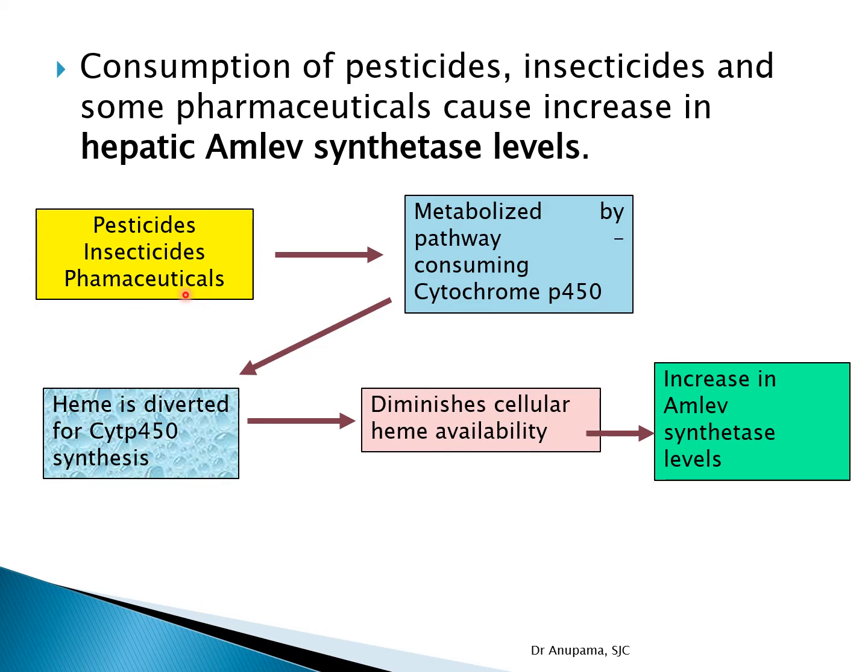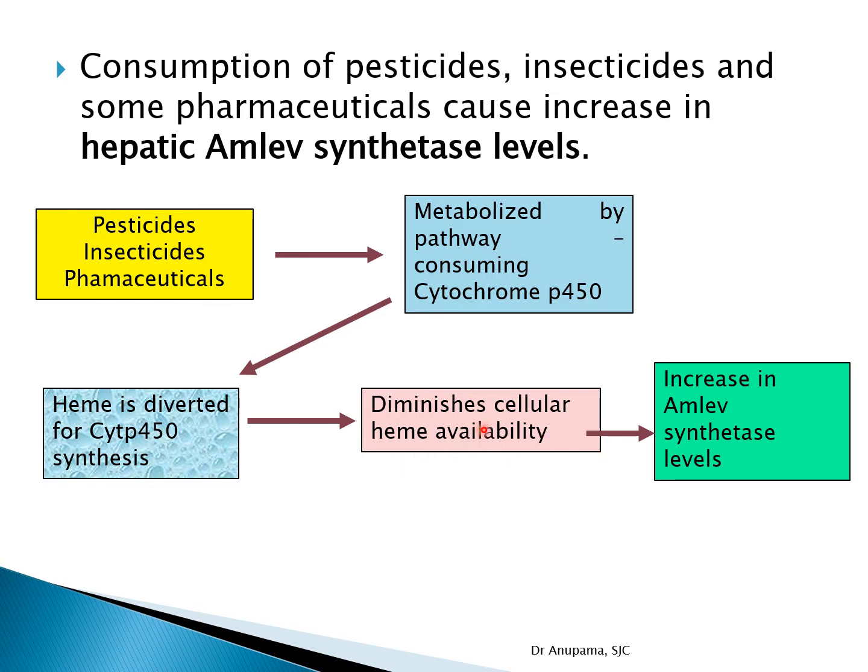So here we see that these things are to be metabolized in the liver, and this metabolism consumes cytochrome P450. This cytochrome P450 is a derivative of heme. Since heme is diverted for the synthesis of cytochrome P450, lots of the protoporphyrinogen 9 goes off there, diminishing the heme availability for hemoglobin synthesis.